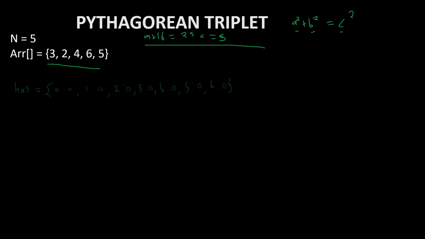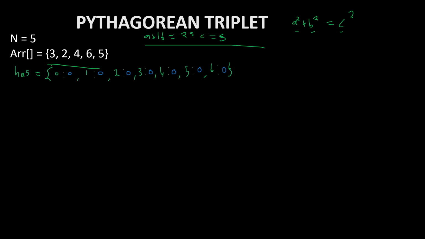So now, taking a hash map, we initialize it with 0 values. And here you can see in the hash map, we have taken a total of 7 values. Why 7? Because we have 5 values inside the array, but we are going to check every possible combination using the maximum value from the array. The max value from the array is 6 here. So we will be checking every value from 0 to 6, like 0, 1, 2, 3, 4, 5, 6.